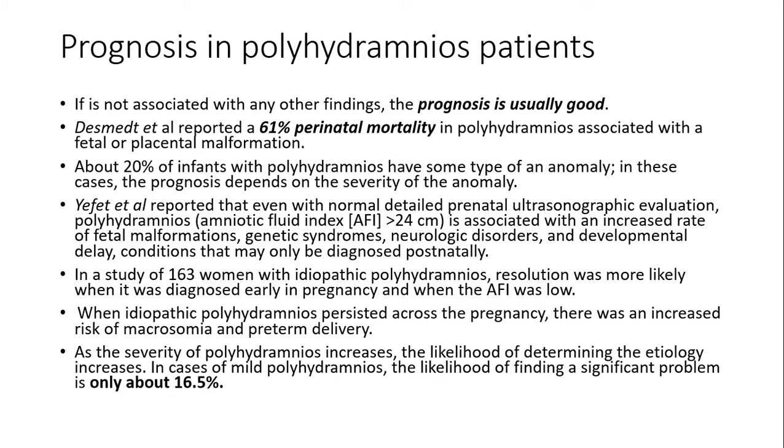What is the prognosis in those patients? If it is not associated with other findings, so idiopathic polyhydramnios, the prognosis usually is good. Anyway, some authors reported 61% perinatal mortality associated with fetal or placental malformation. About 20% of infants with polyhydramnios have some type of anomaly. In these cases, the prognosis depends on the severity of the anomaly.